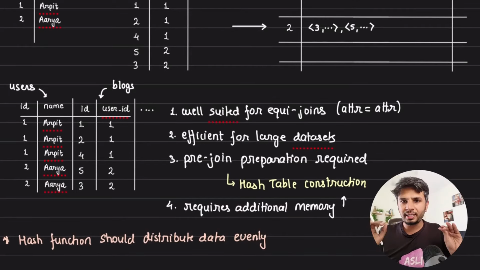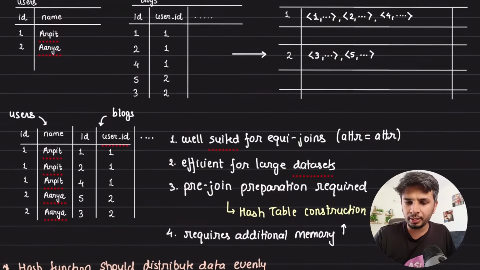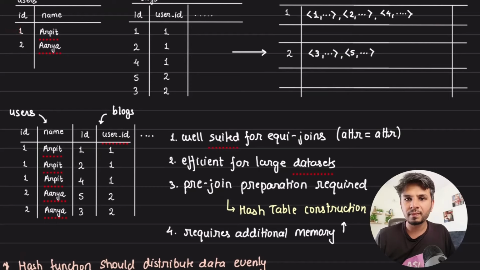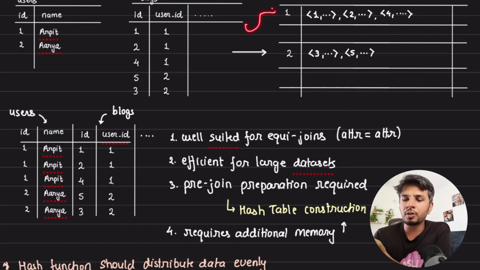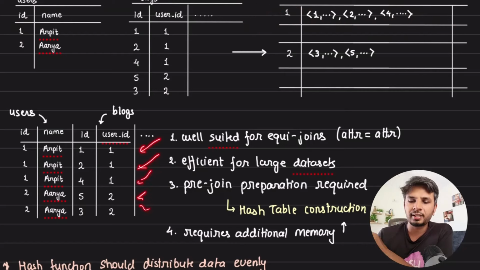I can simply go through each row from the users table, then do a simple hash table lookup to figure out where this ID 1 is present. I have all the rows. I'll pick the ones which are relevant, which have exactly the same join attribute I'm looking for, because it is possible that two different user IDs map to the same hash slot and there is a collision. So I would still need to match the join attribute and then keep adding to the result set.